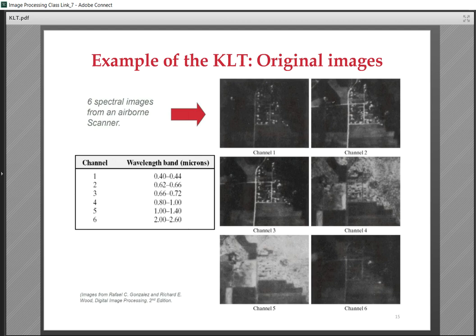Example of KLT. These are original images. Image 1, 2, 3 from channels 1, 2, 3. For example, in multi-spectrum image processing, channel 1 is in this wavelength band, for example from this micrometers to this micrometers. Channel 2, channel 3, etc. 6 spectral images from an airborne scanner. For example, from the sky you are seeing the Earth through different channels, or different frequency bands.